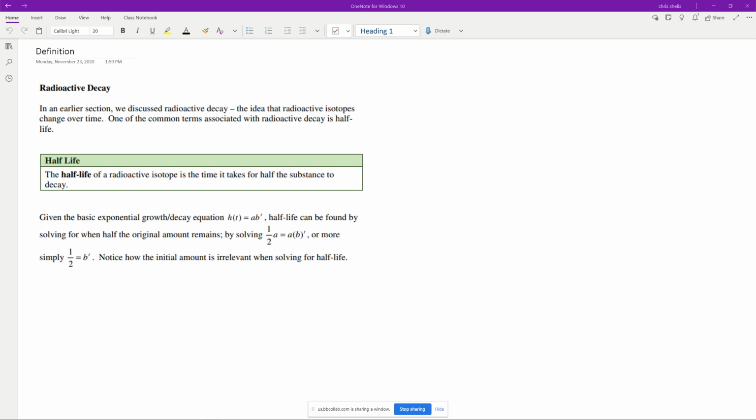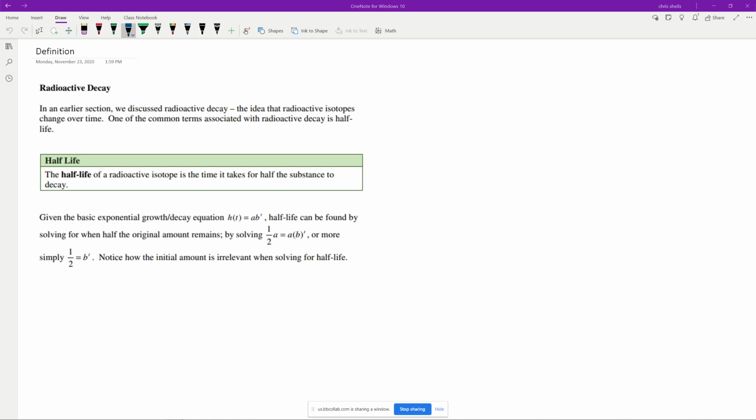So the first thing that we're going to talk about is radioactive decay, and specifically half-life. We've actually talked about radioactive decay before, but we haven't necessarily talked about this idea of half-life. So the big idea here is that the half-life of a radioactive isotope is the time that it takes for half the substance to decay.